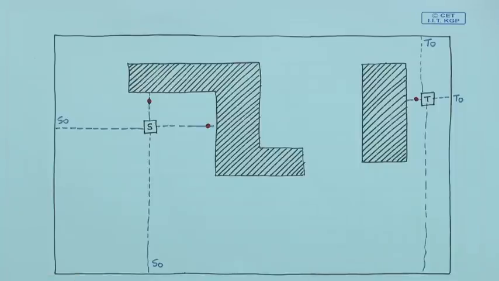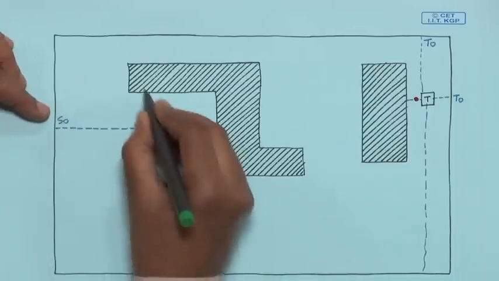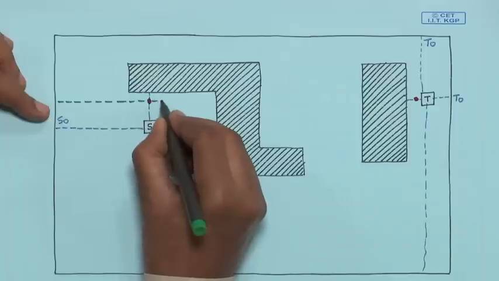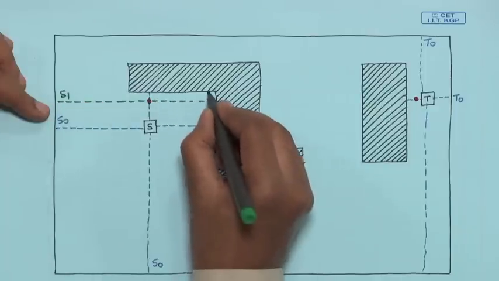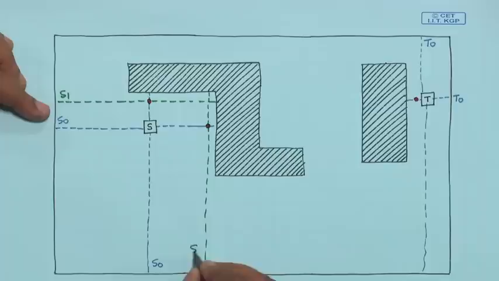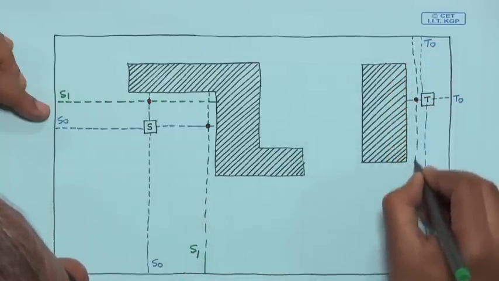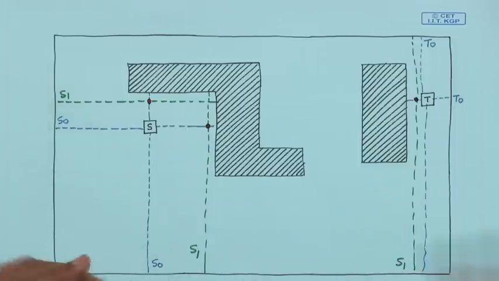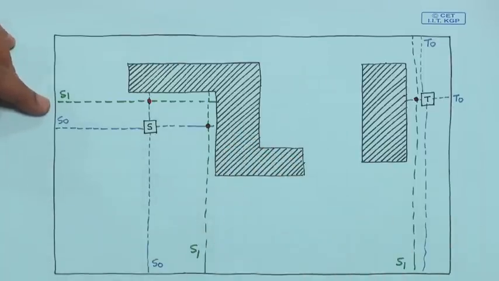So, on these grid points, you run perpendicular lines. You run a perpendicular line like this, call this S1, draw a perpendicular line here, call this S1, draw another perpendicular line here, call this also S1. Now, with respect to these perpendicular lines, you identify escape points like this.